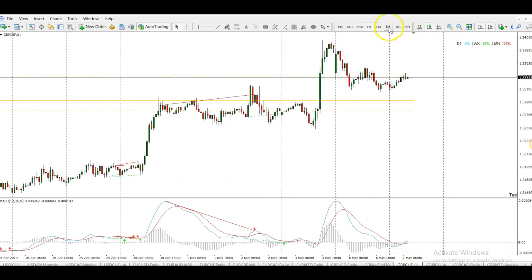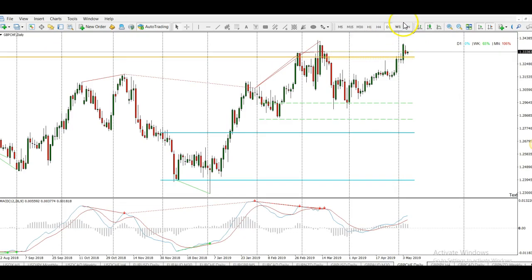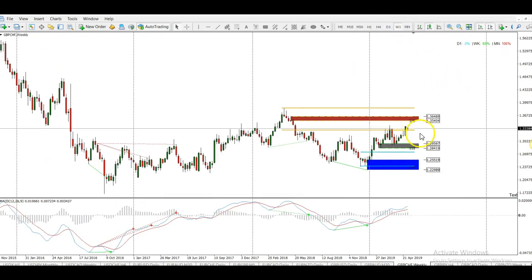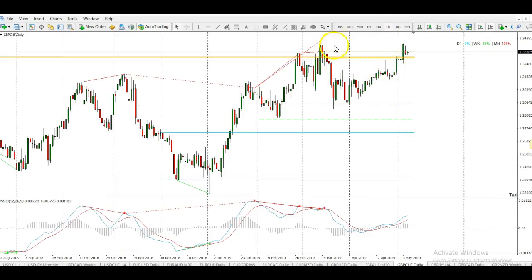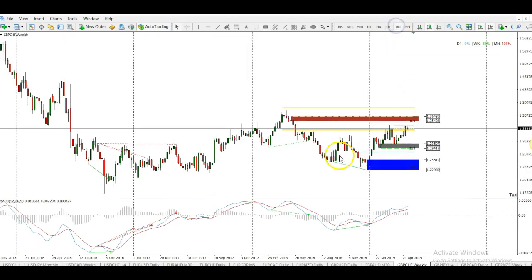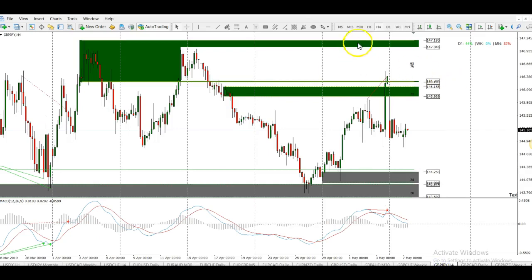Next one, British pound CAD. So it's popping up nicely inside this monthly, and kind of a daily area here. I'm getting some sort of reaction. Little wiggly area up here, so I'm expecting this to maybe pop up a little bit higher and sell around 135. So nothing happening in it today.